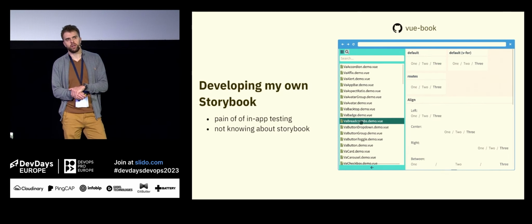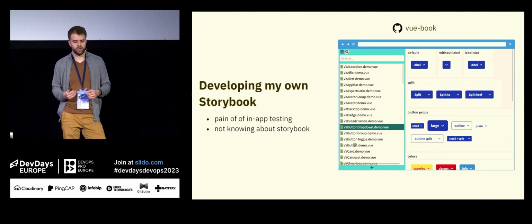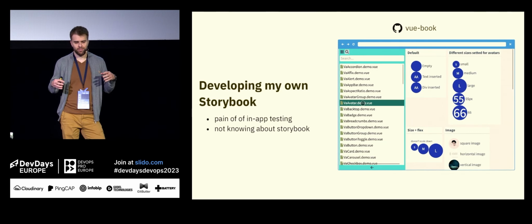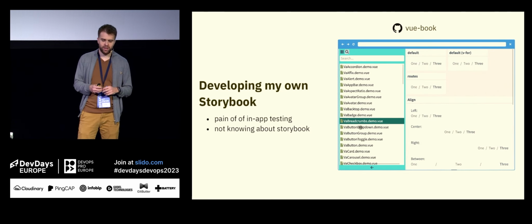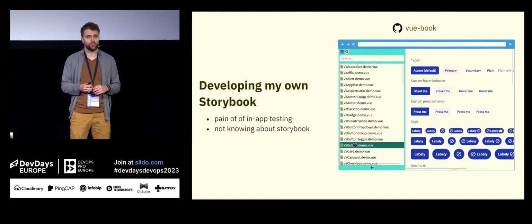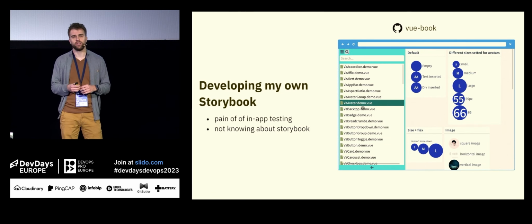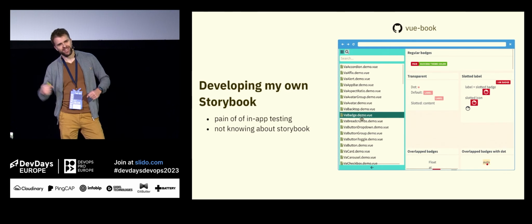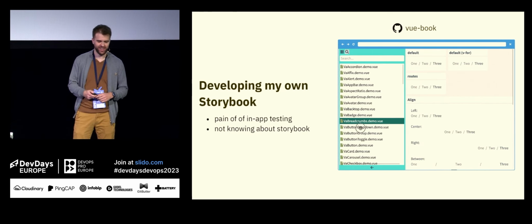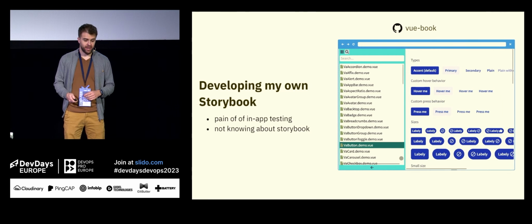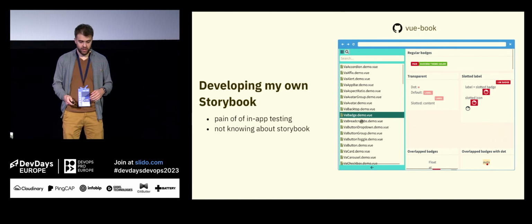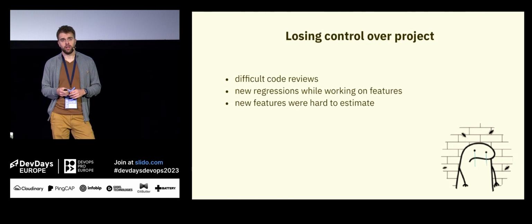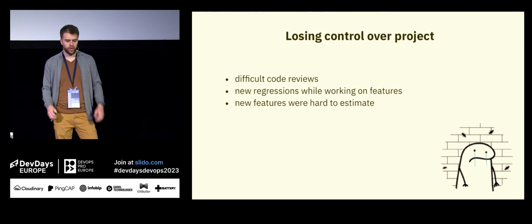I started my Storybook story development career with an interesting thing. I had a striking pain of in-app testing, it was very painful for me, and I didn't know about Storybook. So the only reasonable solution you can expect in this situation is to develop your own Storybook, which I did. So I have my own library, and before I used it for front-end and full stack developers, but after I moved to front-end fully, I started using it for more involved production projects.